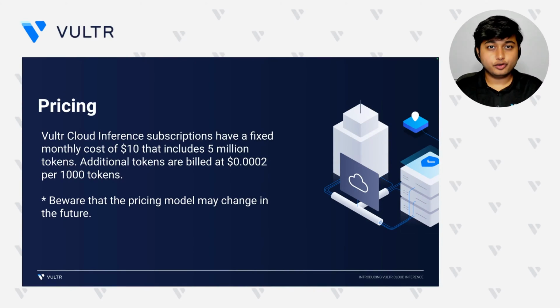to another. You can spin up a Vultr Cloud Inference subscription with a fixed monthly cost of $10, which includes 5 million token generations. For additional tokens, those are billed per 1,000 tokens. Be aware that this pricing model might change in the future because Vultr Cloud Inference is still in early access, which you can register for by going to the link present in the description down below.